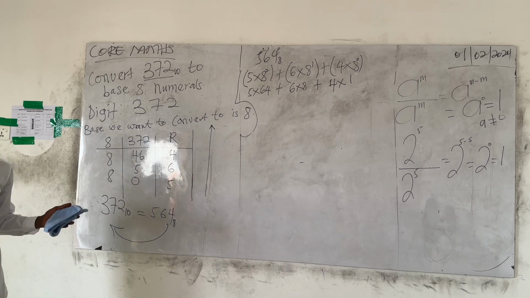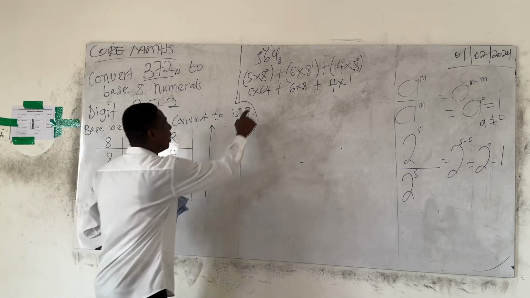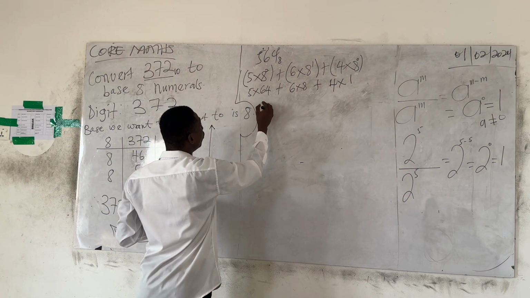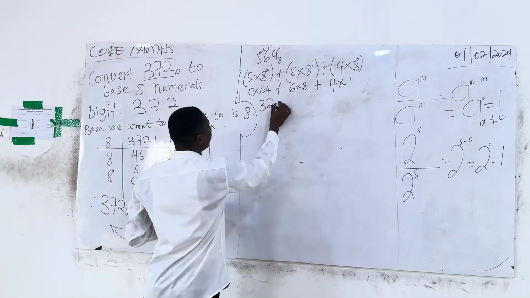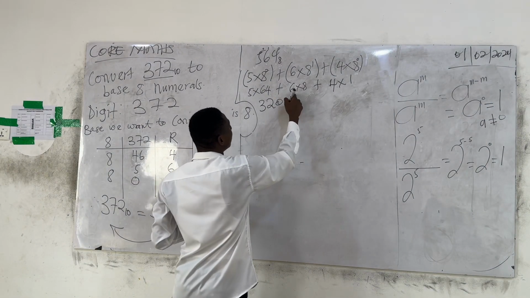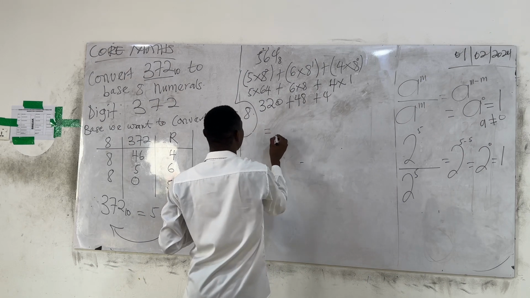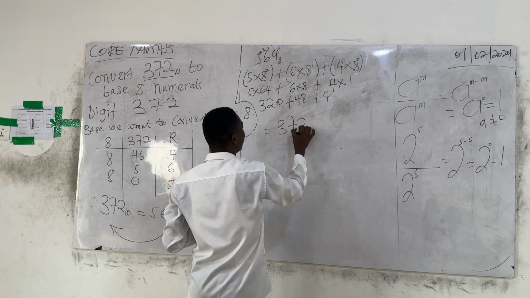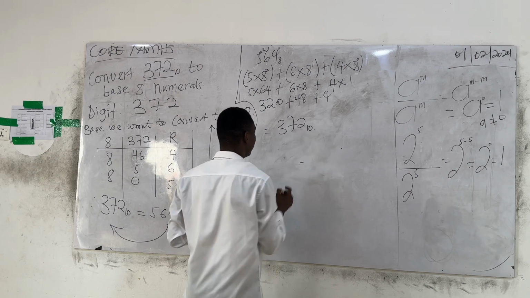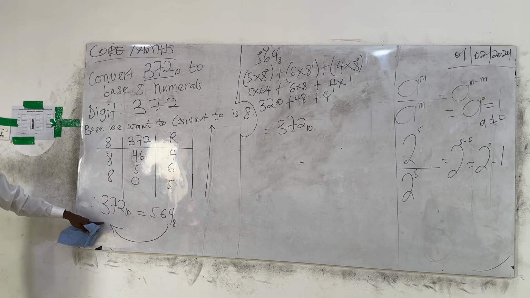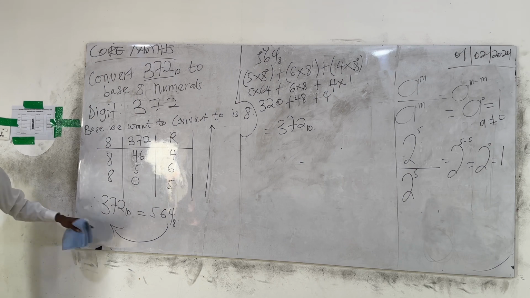I hope it's clear. Good. So now let's multiply 5 by 64. What is the result? 320, plus this times this, 48, plus total results. Base. I hope it's clear.